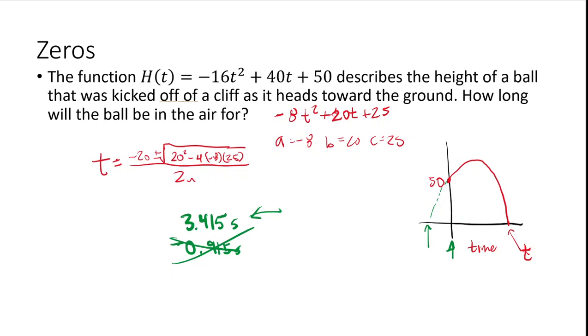And so we can say then that the ball will be in the air for 3.415 seconds. So that's it. That is using our ability to find the vertex and the zeros of a quadratic to solve application problems.